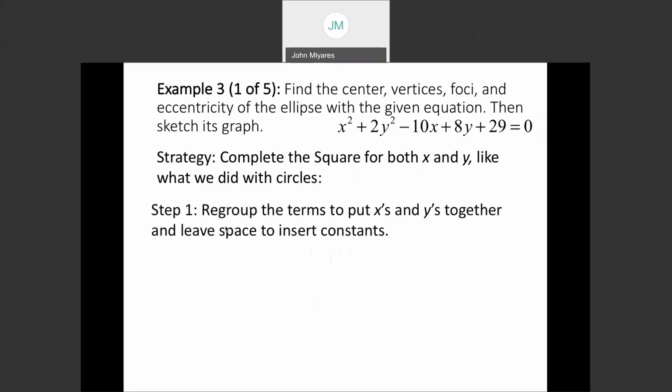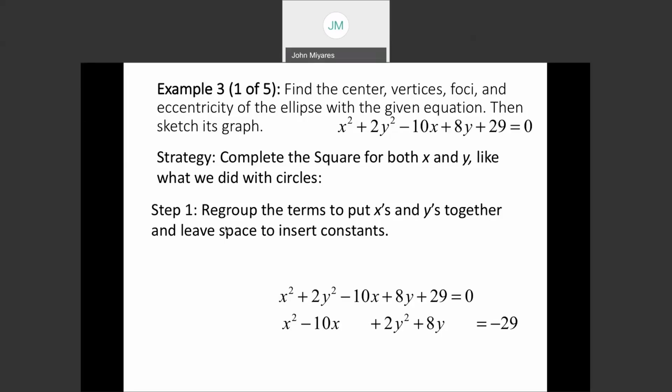Now, just like we did before, we want to regroup the terms so that the x's are with the x's and the y's are with the y's. And we want to leave some space to insert some constants. So if this is our equation, x squared plus 2y squared minus 10x plus 8y plus 29 equals 0, we're going to move the two middle terms around, and so it's going to look like x squared minus 10x plus 2y squared plus 8y. And then we'll move the plus 29 to the other side of the equation to make this be equal to negative 29.